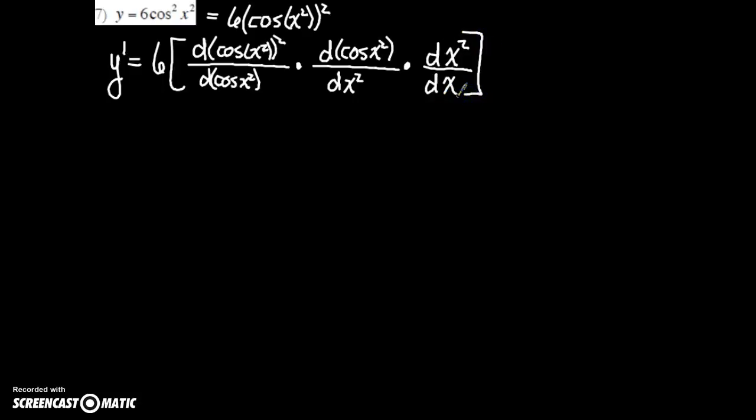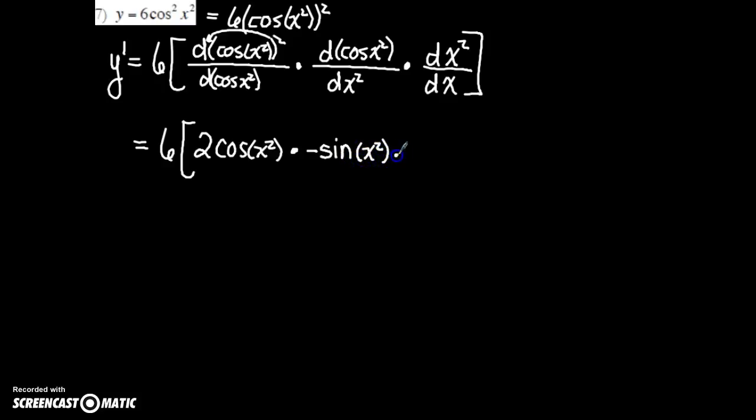Okay, when it's all said and done, you end up with the 6 out in front, and let's go ahead and take the derivative of cosine x. We're going to bring that 2 out to the front. Leave the inside alone. Times the derivative of cosine x squared, leaving the x squared alone. The derivative of cosine is sine. Leaving that x squared alone, times the derivative of x squared being 2x.